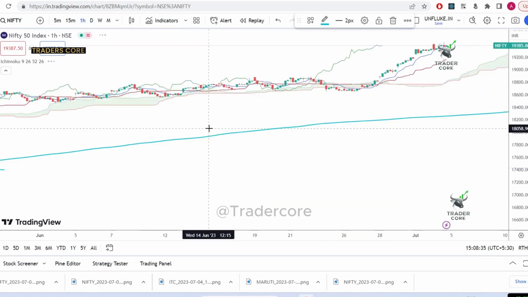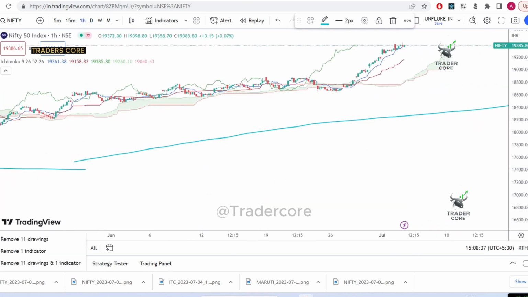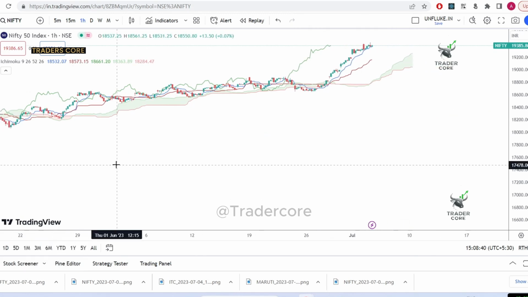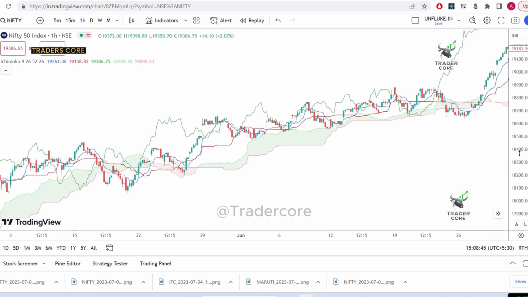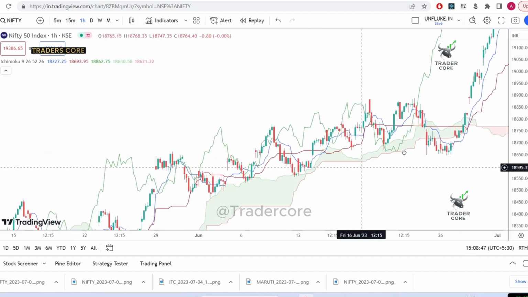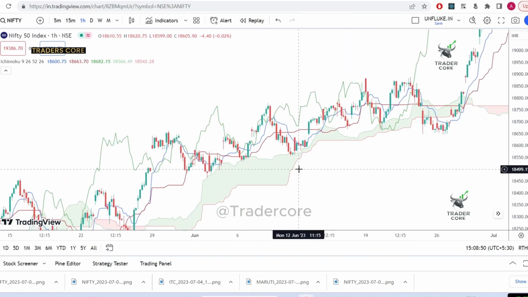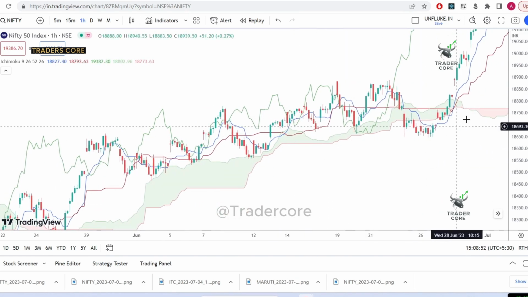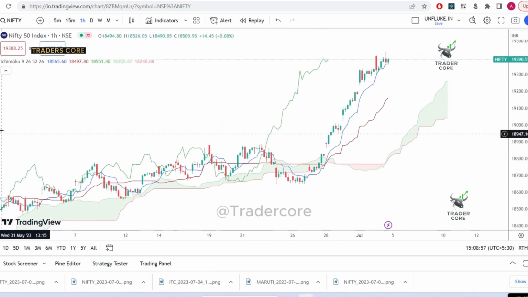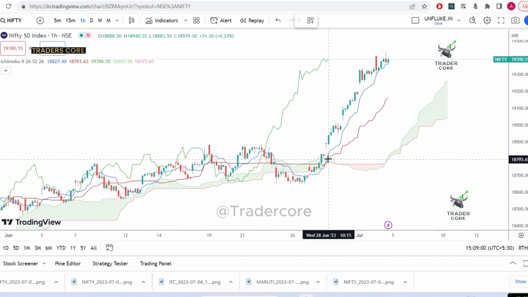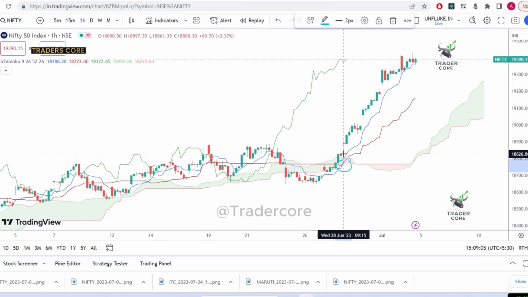So let's do it on hourly now. The strategy still remains the same. I will still be using the conversion and the baseline, and I will be using the cloud cover as well. So let's see. Okay, so again we can see here that there was a breakout or the crossover here. Then this green candle closed above both the clouds. So I will buy here.